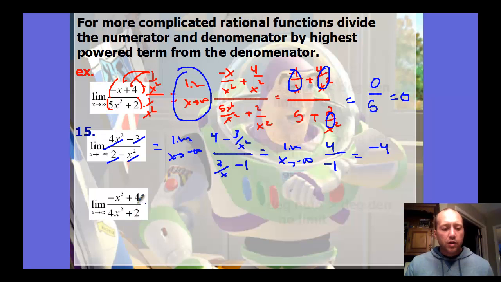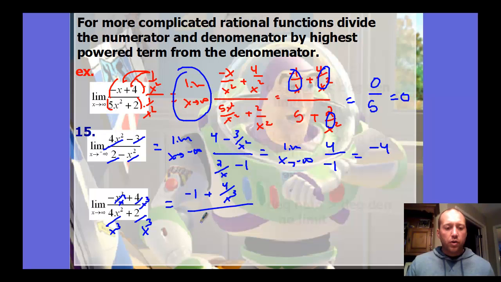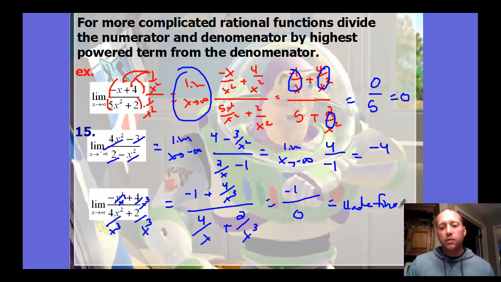And the last one here, same thing, we'll be dividing each of these terms by x cubed. And if you do that and reduce, you find negative 1 plus 4 over x cubed over 4 over x plus 2 over x cubed. And so if you look at that, we end up with a negative 1 over 0, which is undefined.